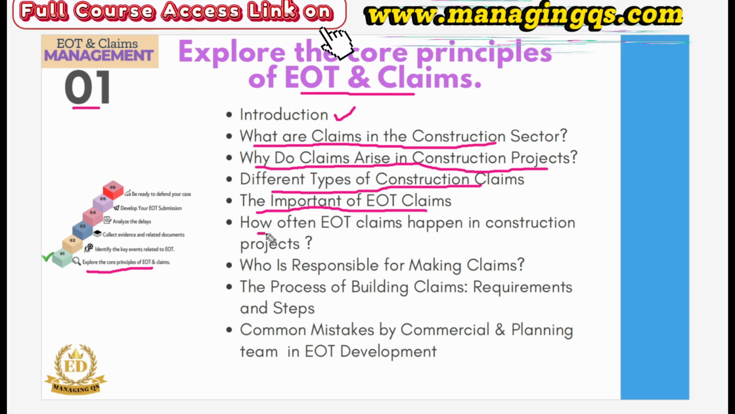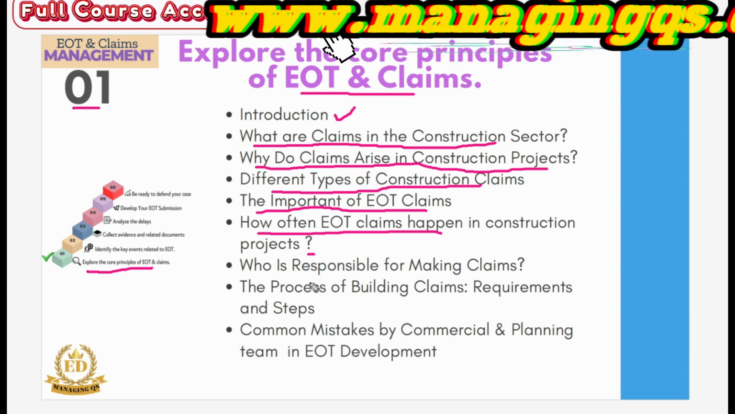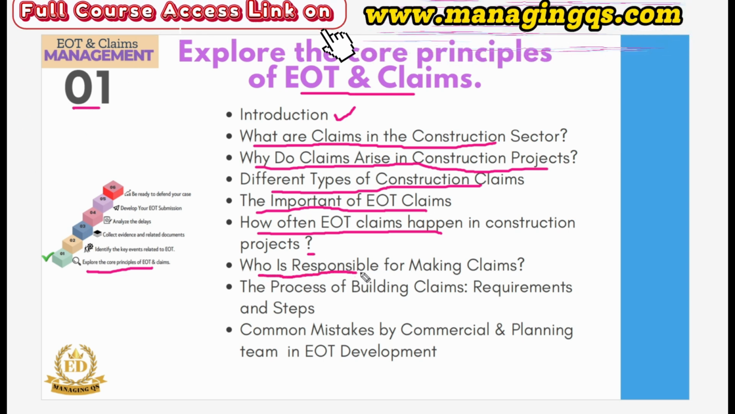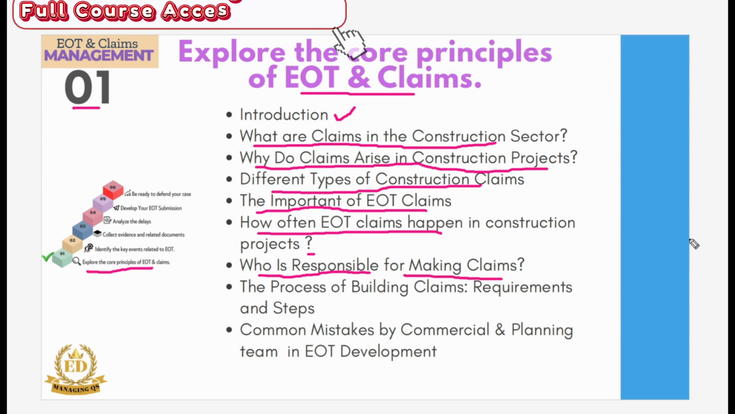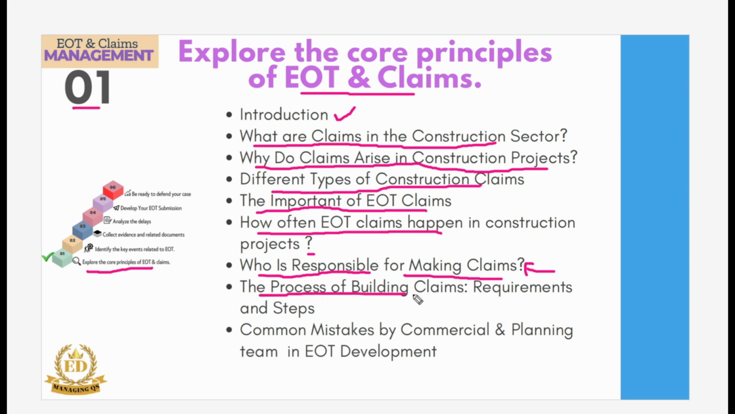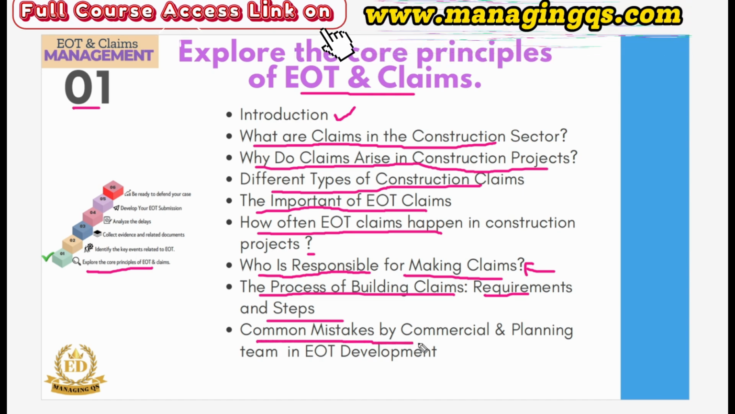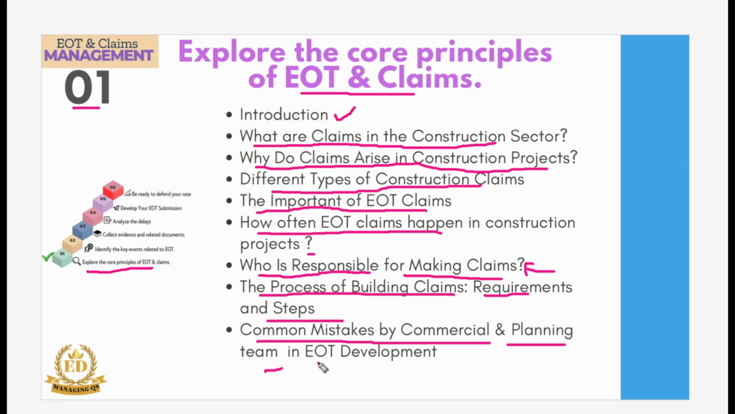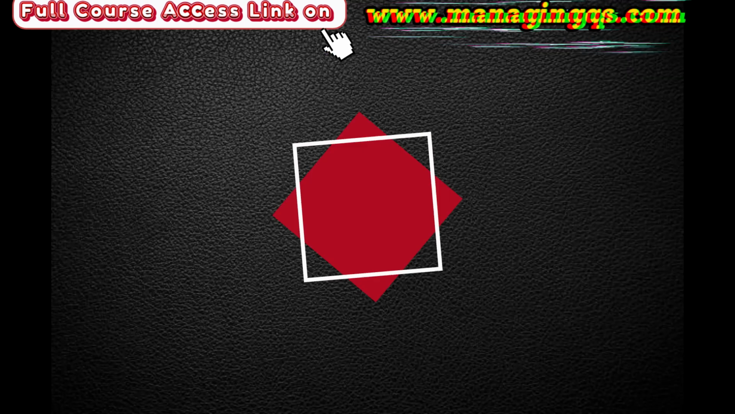Apart from this, there is another question: how often do EOT claims happen in construction projects? You should know this answer. Another important thing is who is the responsible person for making this claim. Most of the time, post-contract people confuse who is responsible for making the claim. Through this heading, we are going to discuss a lot of information here. Then the process of building claims. What are the requirements and steps? Finally, the common mistakes by the commercial and planning team members in EOT, extension of time development stages. So under step number 1, we are going to discuss these topics.